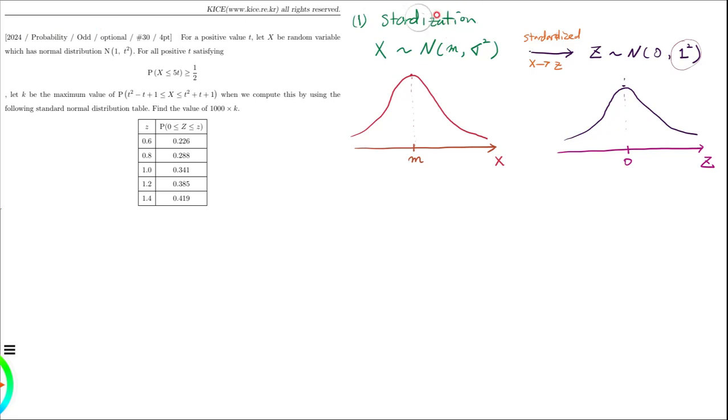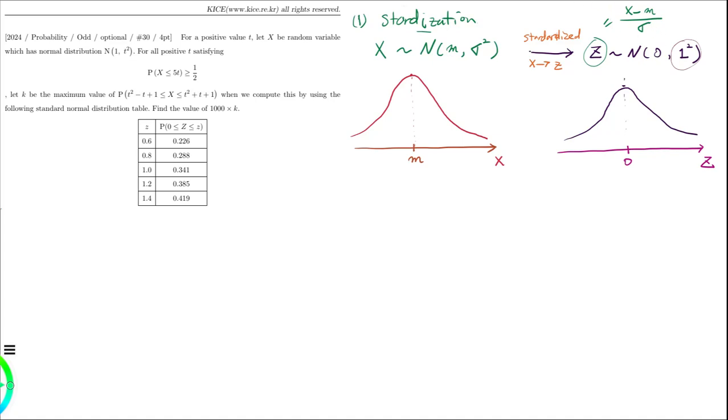I'm sorry, I misspelled here. Standardization. I'm sorry. Standardization, it's right. So the random variable z is actually the random variable x minus its mean value m, over its standard deviation sigma.